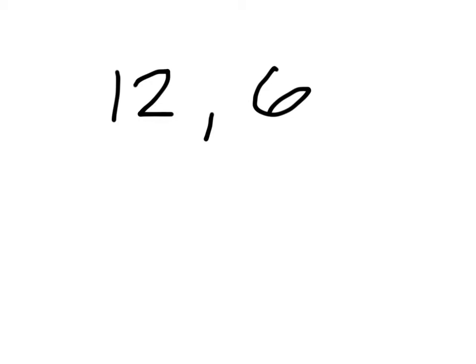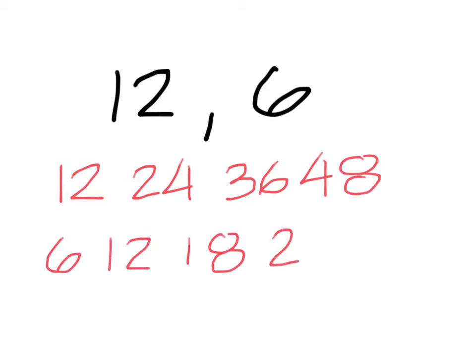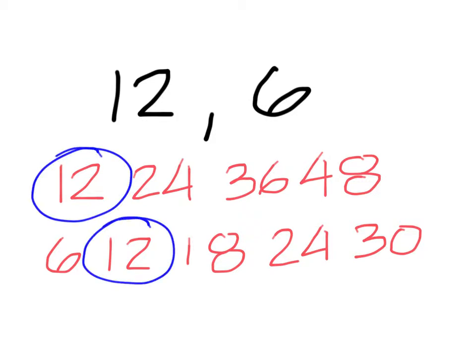What about 12 and 6? We have 12, 24, 36, 48, and for 6 we have 6, 12, 18, 24, 30. What's the lowest number that shows up in both of them? 12 is right. So 12 would be the common denominator between 12 and 6.